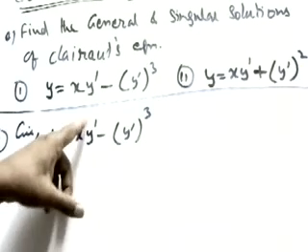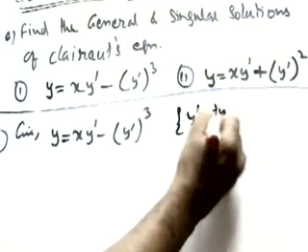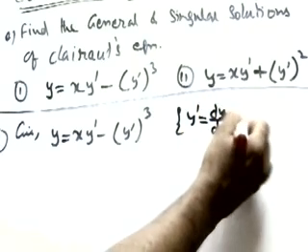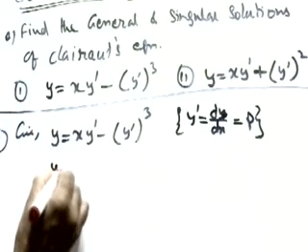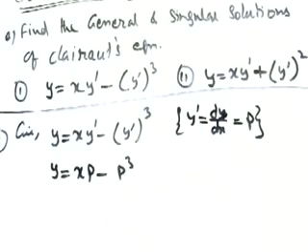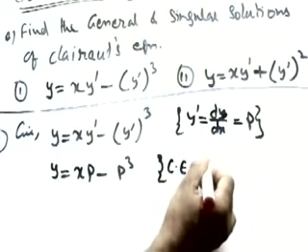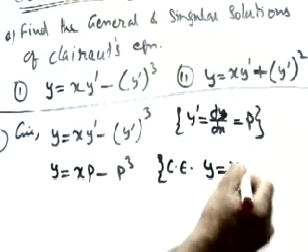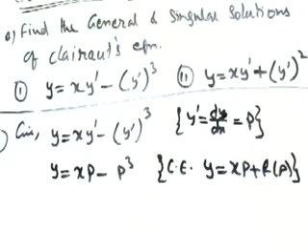Okay. Now I have written the question y equals x y dash minus y dash cubed. We already know what y dash is. y dash is nothing but dy by dx, and dy by dx is nothing but p. So in place of y dash, you write p. So this will be y equals xp minus p cube. So it is of the form of Clairaut's equation. You see, what is Clairaut's equation? y equals xp plus f of p. So it is Clairaut's equation.